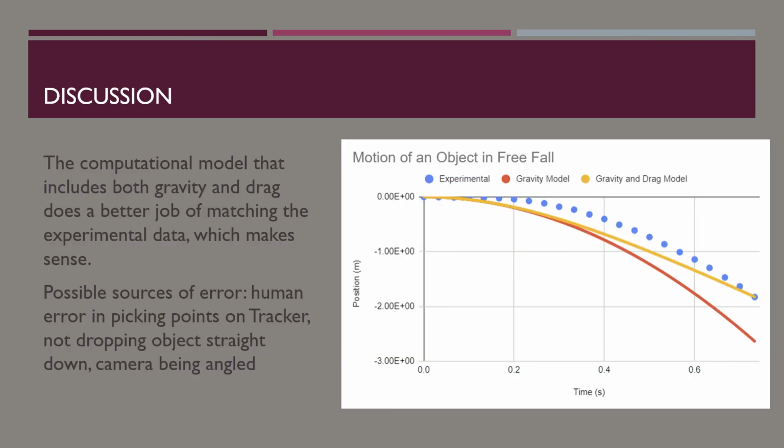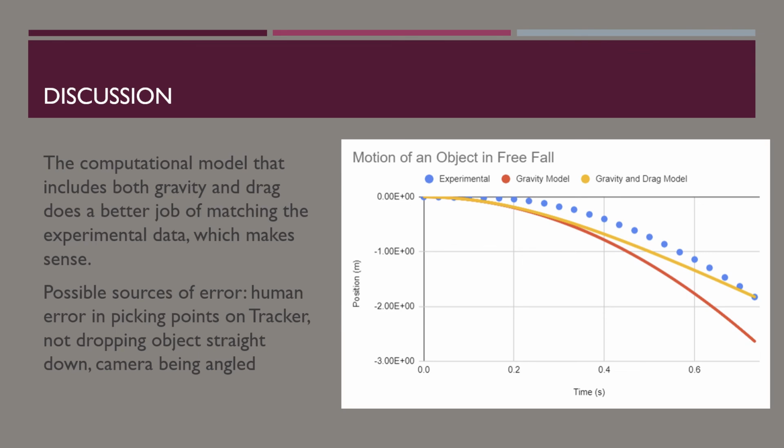If we look at our graph that includes our experimental data, our gravity model data, and also our gravity and drag model data, we can see that the computational model that includes both gravity and drag does a better job of matching the experimental data, which makes sense because in real life, which is where our experiment took place, the air does have an effect. And it makes sense that in the gravity model, it would go further than it would in the gravity and drag model, because in the gravity model, it doesn't have that upward force, but in the gravity and drag model, it does.